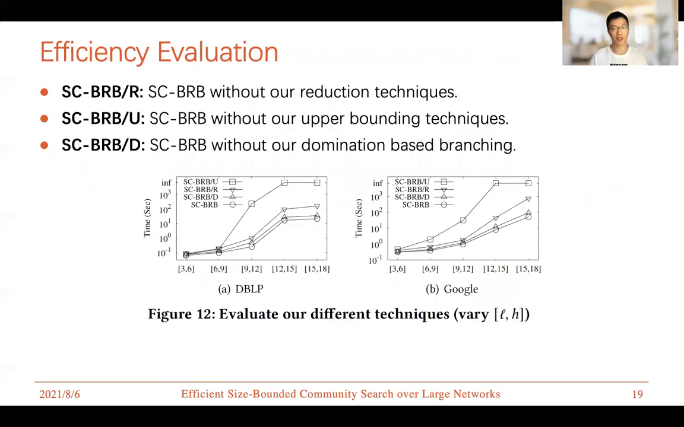Next is the efficiency evaluation. To evaluate different techniques used in our algorithm, we evaluate the following algorithms: SC-BRB without reduction techniques, without upper bounding techniques, and without domination-based branching. We can see each of the techniques contributes to the efficiency of the SC-BRB algorithm.